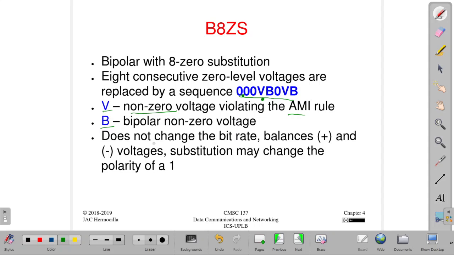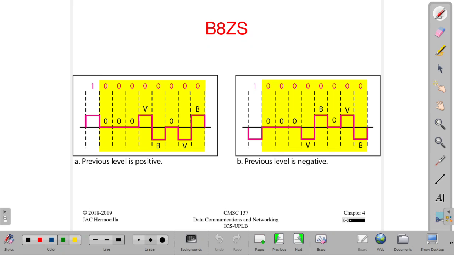Given this approach, bipolar 8-zero substitution does not change the bit rate. It balances positive and negative voltages, and the substitution may change the polarity of a 1. Okay, so let's see how this works.